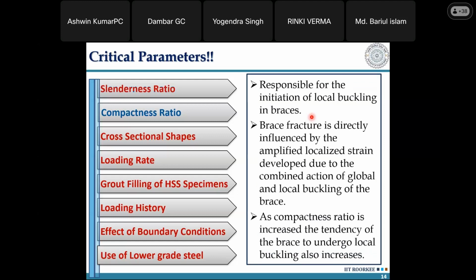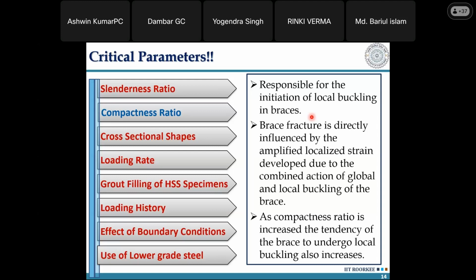Coming to compactness ratio, yes, last time we said the compactness ratio is to delay the onset of local buckling in the member. So in a brace, global buckling is going to happen because it is the nature of the brace to dissipate energy. Local buckling, if it happens in a very large way due to, let's say, a large diameter and small thickness, then there will be a premature fracture in the braces due to the combined effect of local and global buckling. So that is why Table 2 of IS 18168 is where you will find the clause.